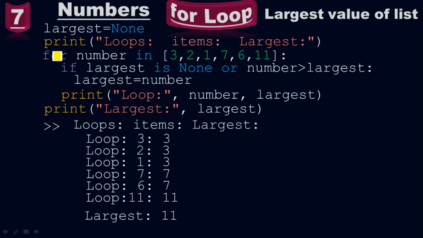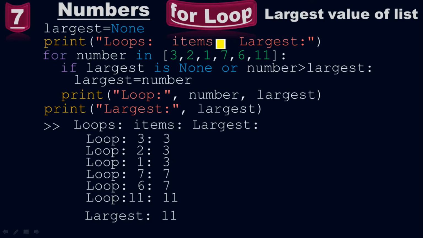Now the for loop will iterate over 1. 1 is the number here, and what about the largest? The largest value is still 3. 3 is greater than 2 and 1. So among these three values, 3 is the largest value.